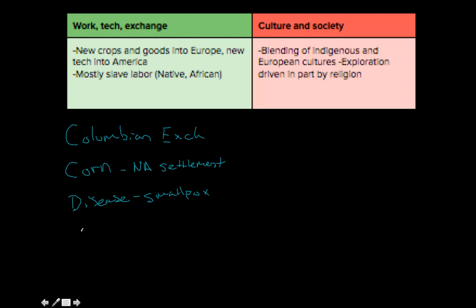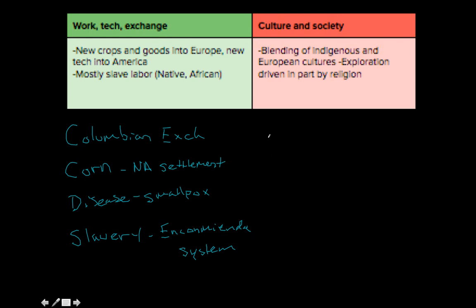We also get new forms of labor, not necessarily new forms. Slavery's been going on for a long time, but we get the institution of slavery in the Spanish colonies during this time, specifically the encomienda system. The encomienda system. That'd be a term you'd want to hold on to. That's the Spanish system of slavery, organized system of slavery to extract resources out of the Spanish colonies, resources and taxes.